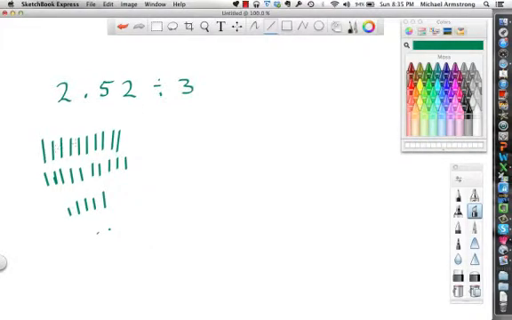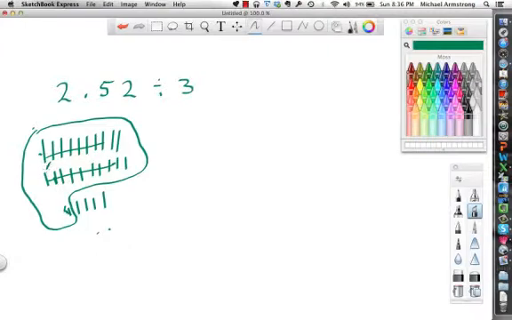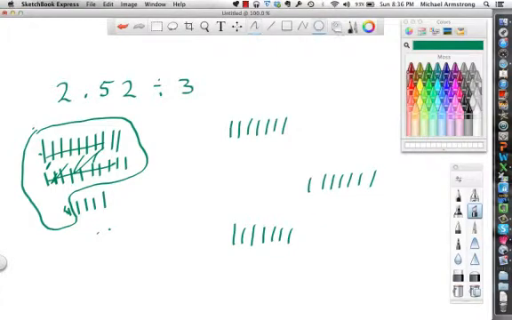I could put 1, 2, 3, 4, 5. Let's see, 25. Can I divide 25 by 3? No, but 3 goes into 21 pretty well. So I could grab, let me use my little lasso here, all 21 of these. Now I'm going to put 7 in a group, 7 in a group, and 7 in a third group. So these are my 3 groups.